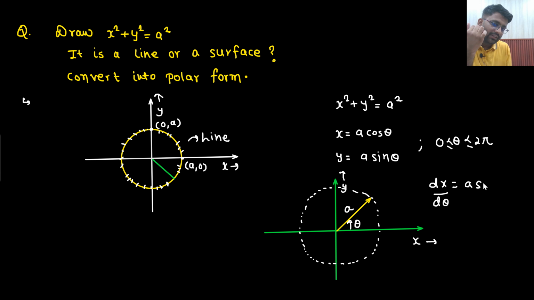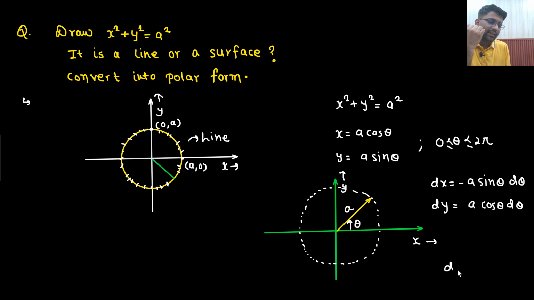A differentiation of cos theta will be minus sin theta. So you can write down dx equals minus A sin theta d theta. And what will be your dy? Dy will be A cos theta d theta.